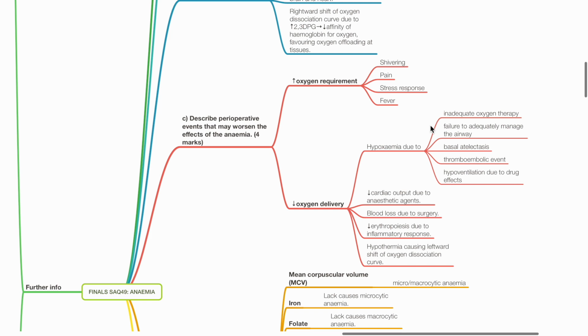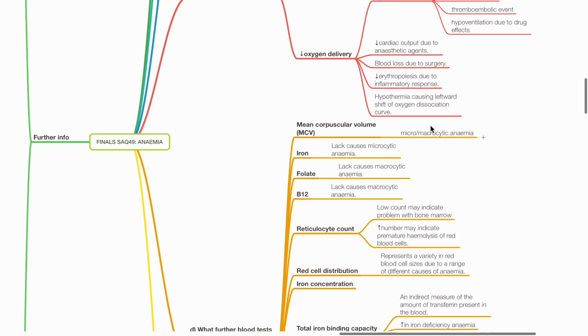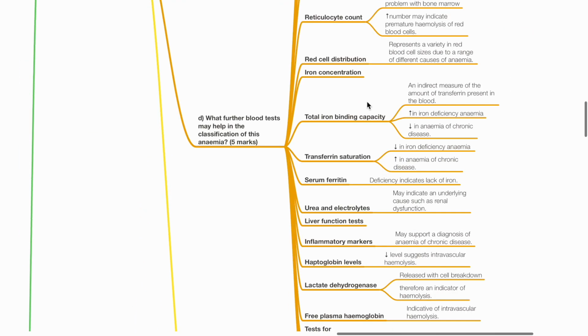Reduced cardiac output, for example due to anesthetic drugs. Blood loss, for example due to surgery. Reduced erythropoiesis due to inflammatory response and hypothermia, causing leftward shift of the OHDC. D. What further blood tests may help in the classification of anemia?